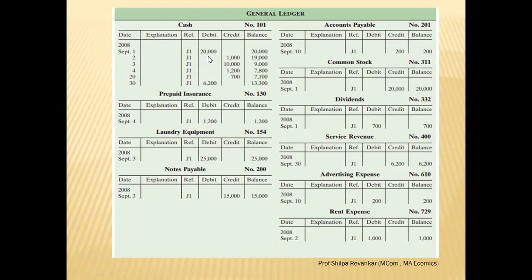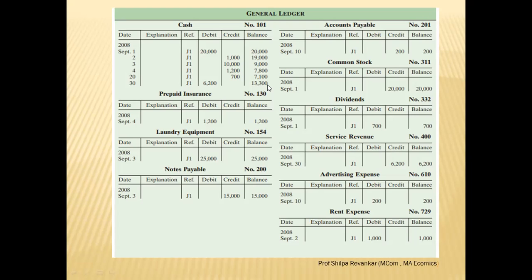Okay, calculation part. See, in cash account, we have two debits, 20,000 and 6,200. So the total will become how much? 26,200. Then credits, we have four items, 1, 10, 1200 and 700. So the total is 12,900, right? 10 plus 1 is 11, so 12,900. Now 26,000 is more. So 26,200 minus 12,900, you will get 13,300.